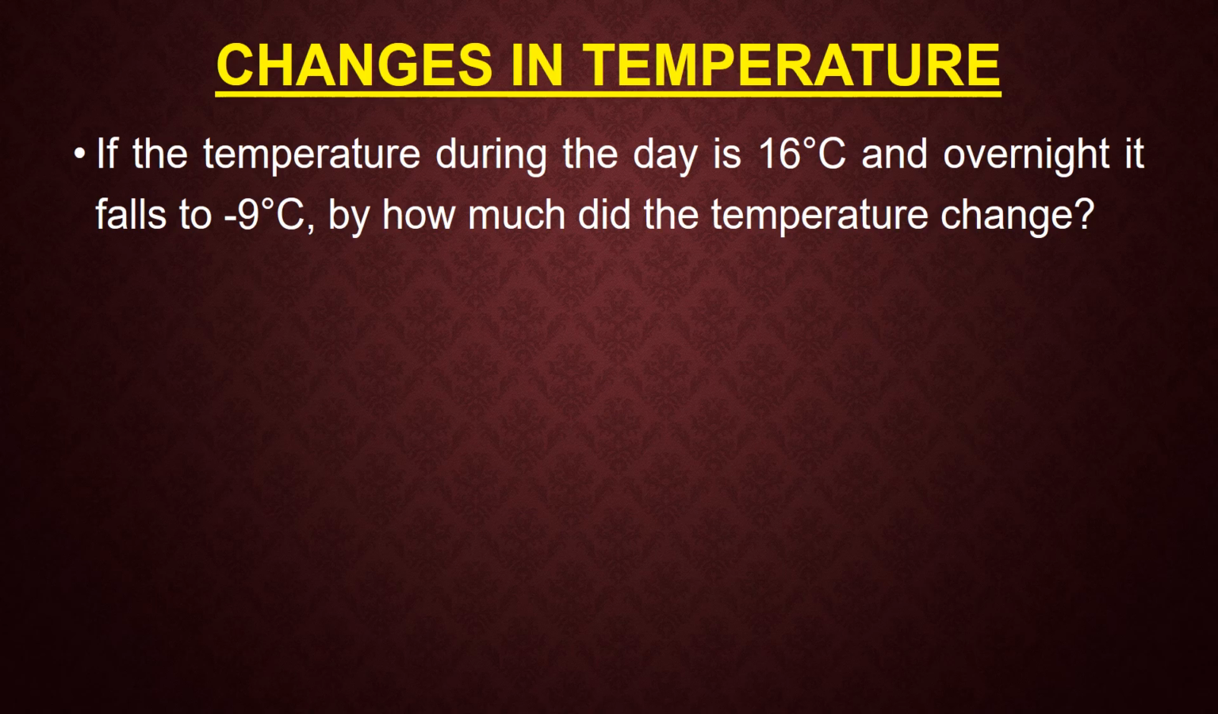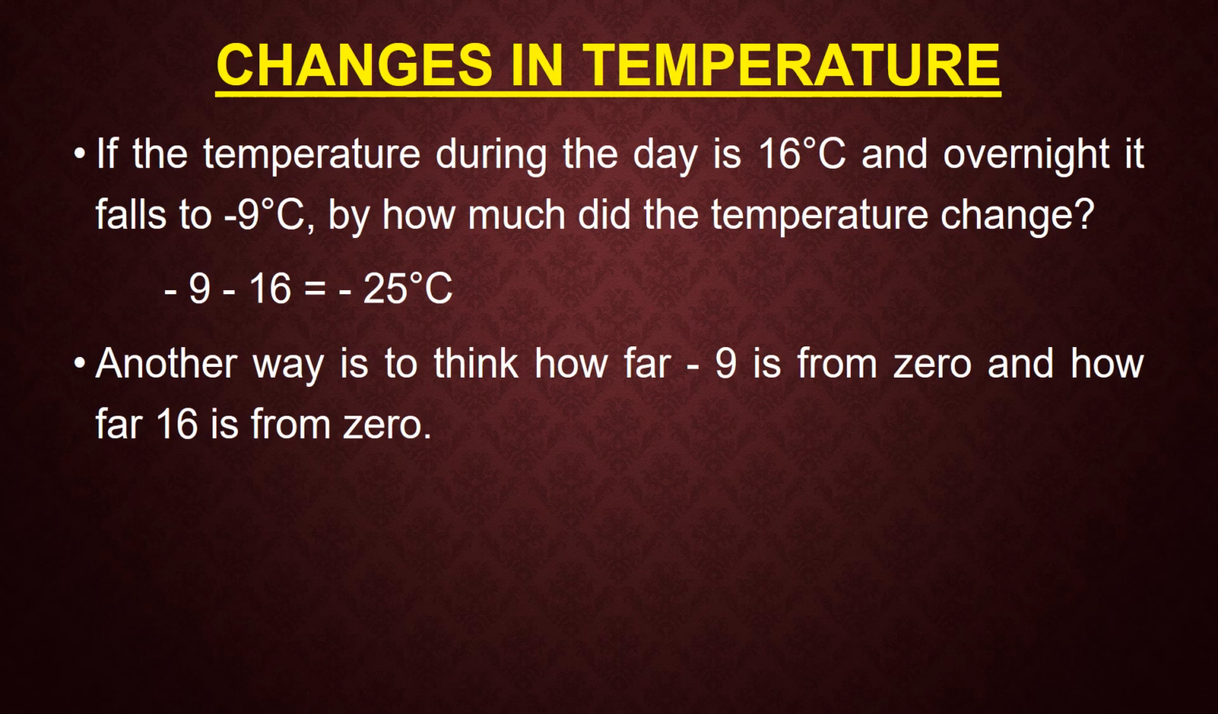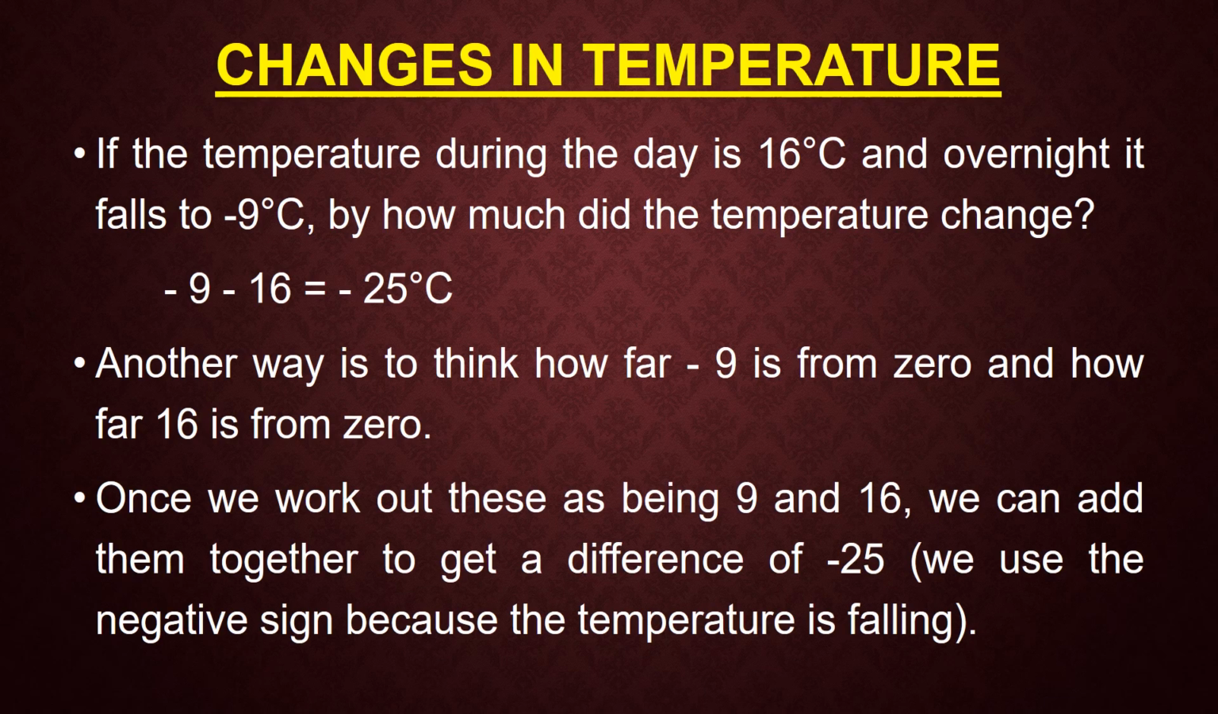Change in temperature is minus 9 minus 16, which is equal to minus 25 degrees Celsius. Another way is to think how far minus 9 is from 0 and how far 16 is from 0. Once we work out these as being 9 and 16, we can add them together to get a difference of minus 25. We use the negative sign because the temperature is falling.